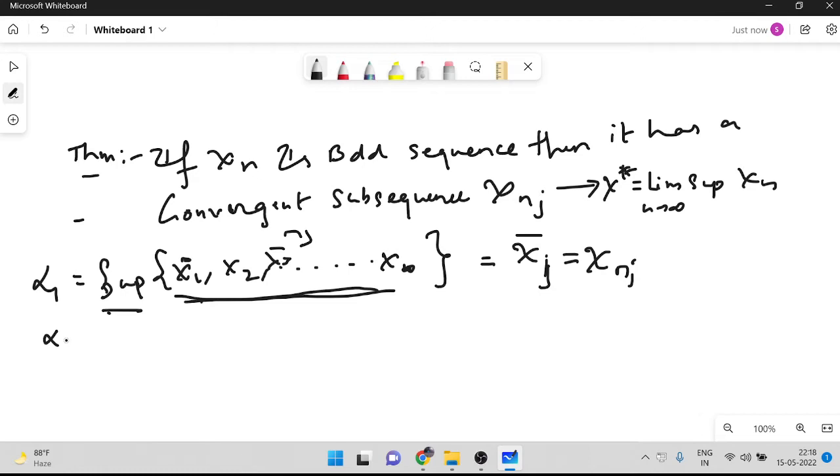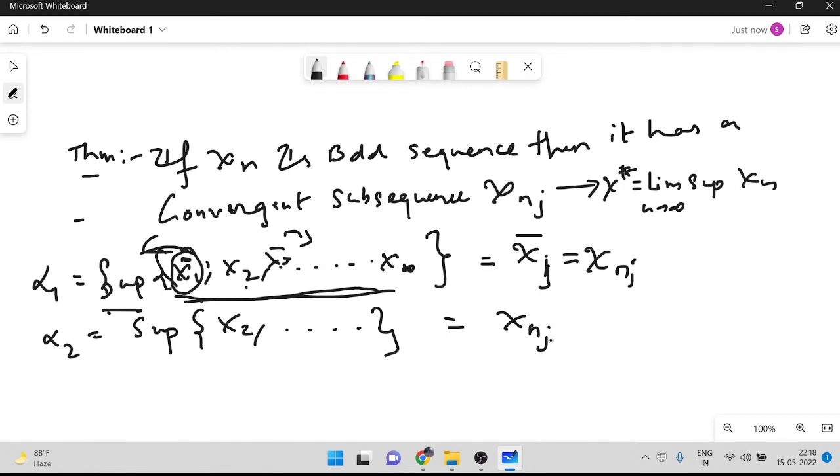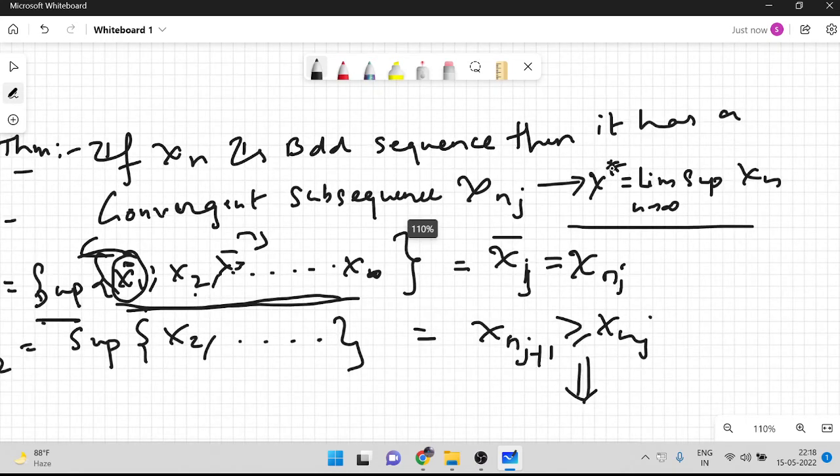So now again alpha 2 is equal to, you repeat the same process for x2 and so on till infinity, you get some other number xn. But note that because you're just plucking out the first element and choosing a supremum from this other set of elements, you will get some x n j plus 1, which will be greater than or equal to x n j. So similarly, you get a subsequence that eventually converges to the lim sup.